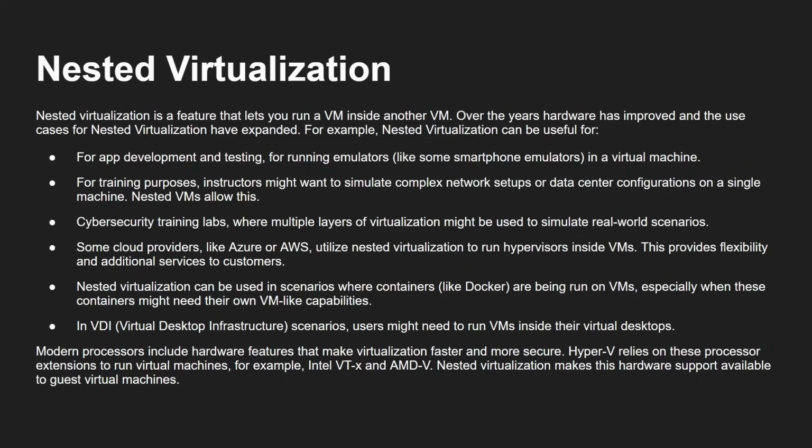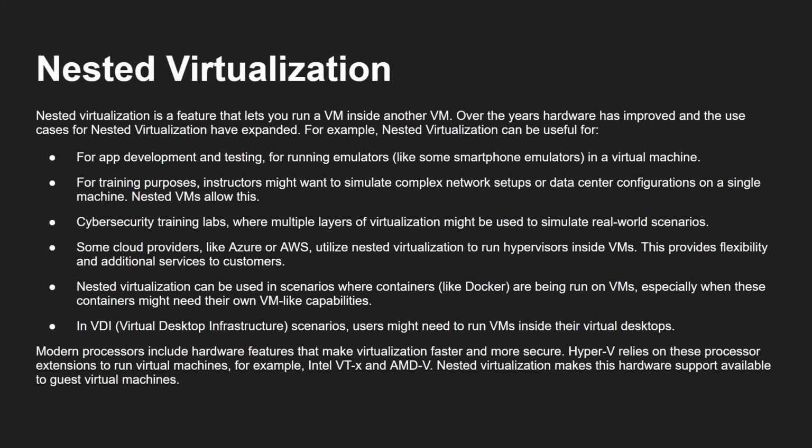So for example, if you're doing app development and testing, you might need to run an emulator, and often that emulator is in itself a virtual machine, for example, a smartphone. For training purposes, instructors might want to simulate complex network setups, and they can do that all within a single VM by creating other VMs inside of it. Again, for cybersecurity training, where you need multiple layers of virtualization, it might help to simulate real-world scenarios.